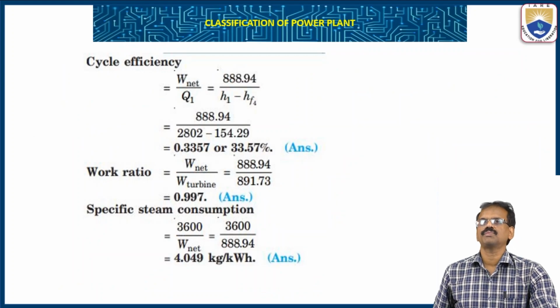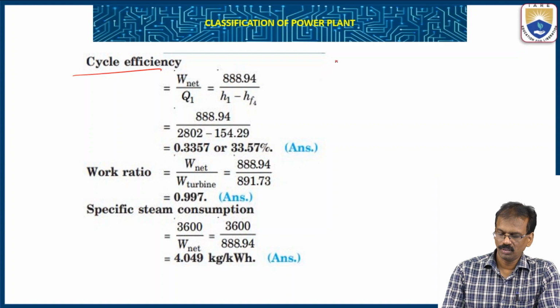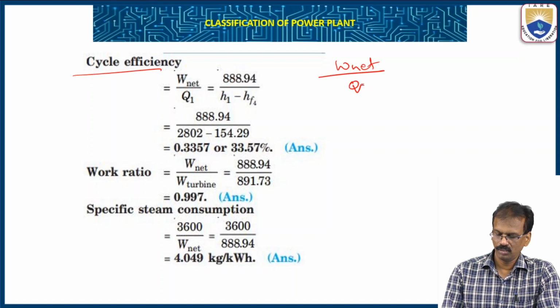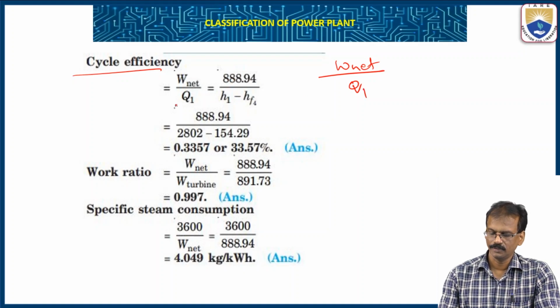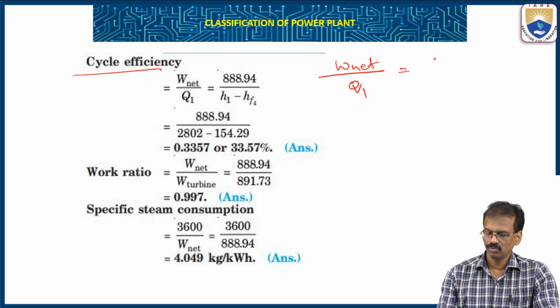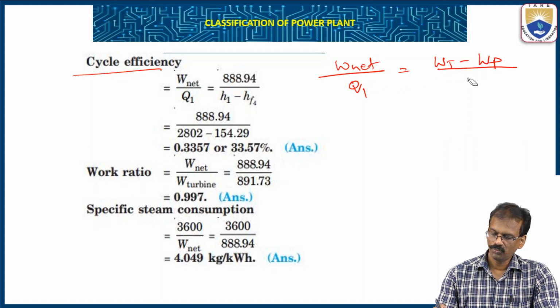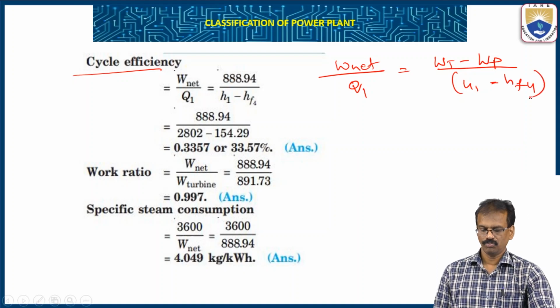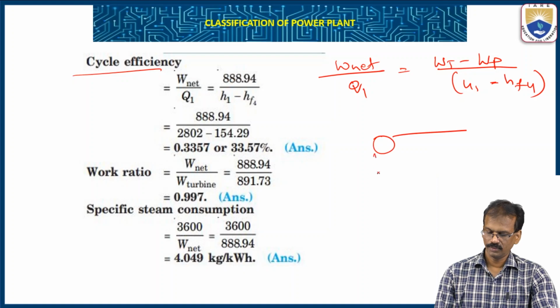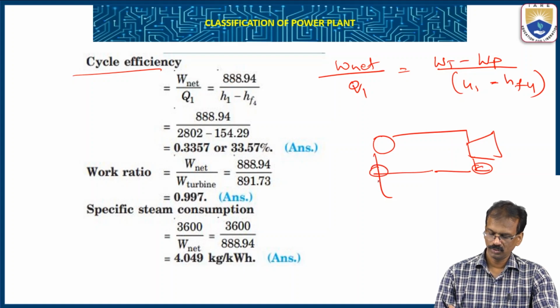Now we'll see the efficiency of the cycle. Cycle efficiency, you know the formula: W net by the initial heat taken by the boiler. So W net means W turbine minus W pump, divided by Q1. Q1, you know the formula, is the enthalpy h1 minus the enthalpy of fluid at 4. Because you know that formula, this is the boiler, this is the turbine, and from this one, the condenser to pump. You know that this is 1, this one is 2, this one is 3, this one is 4.